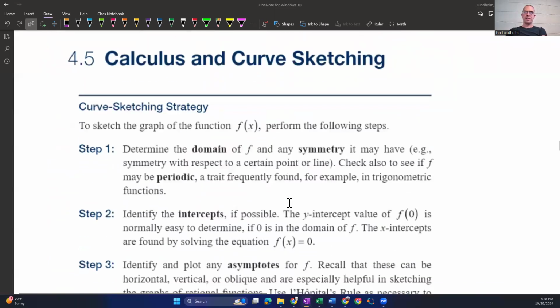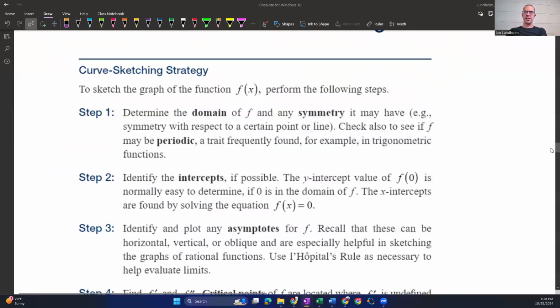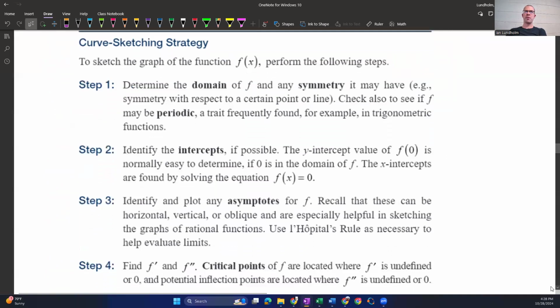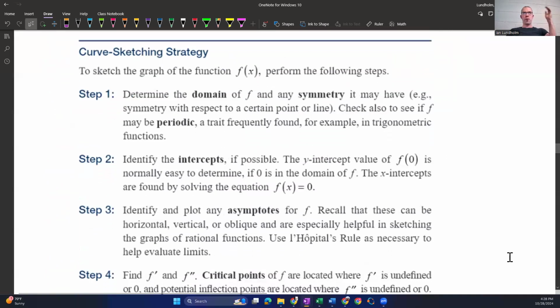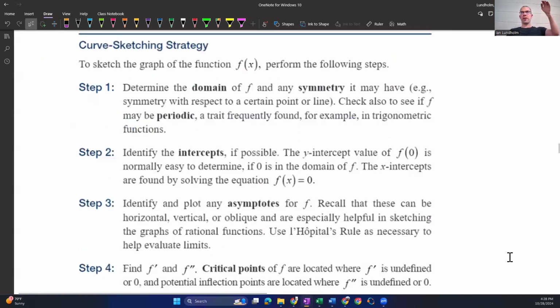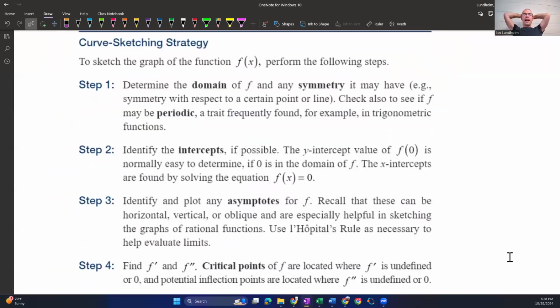The next big topic, and this is where we're going to end up, is not going to be a whole other half of the class. It's going to be less than that because we've already done this to some extent. 4.5, though, is focusing in on curve sketching strategy, and it's trying to bring together everything that we've done up to this point under one roof.